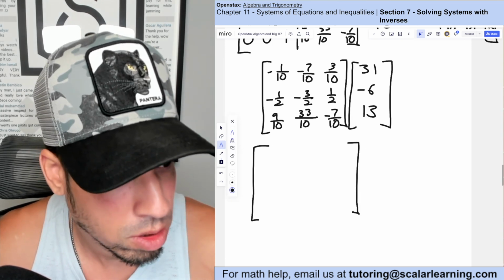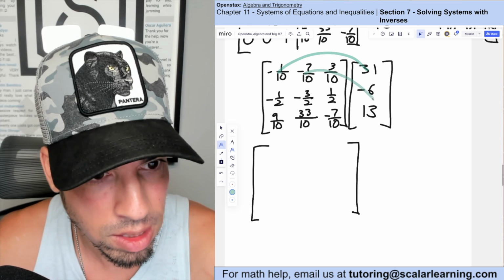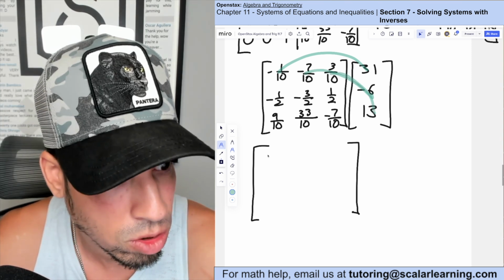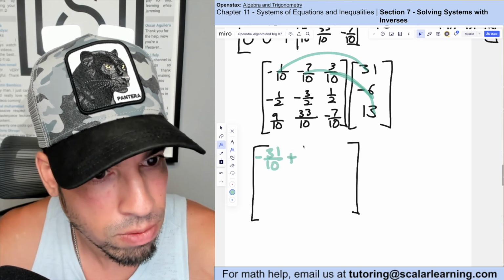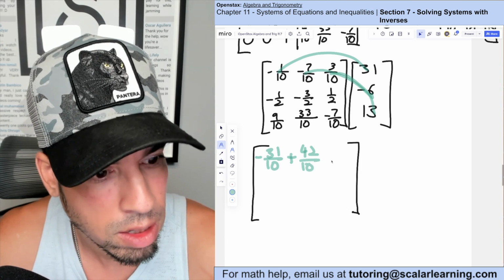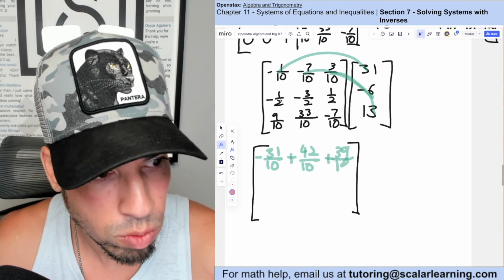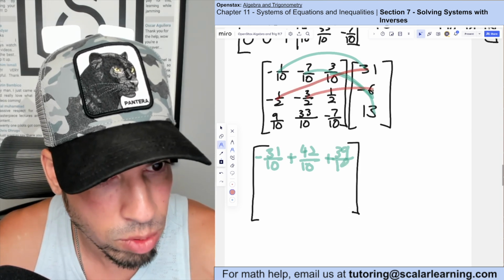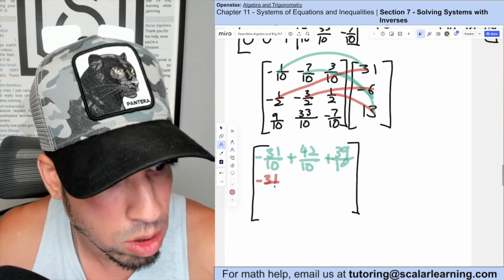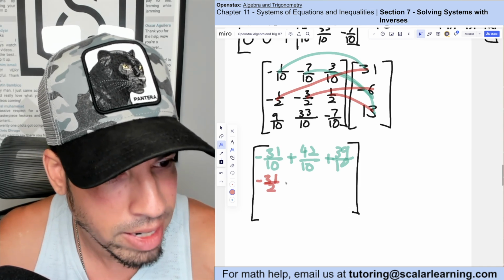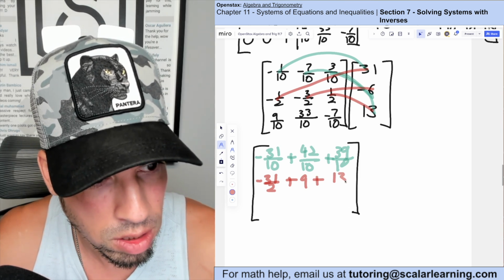And we're going to color code this a little bit to make it easier. All right, we're going to go negative 1/10 times 31 plus negative 7/10 times negative 6 plus 3/10 times 13. So that is negative 31 over 10 plus 42 over 10 plus 39 over 10. Okay, we'll simplify that in a bit. Next, we go row 2, negative 1/2 times 31 plus negative 3/2 times negative 6 plus 1/2 times 13. So that is negative 31 over 2, and that is plus 18 over 2, which is 9. And then that is 1/2 of 13, which is 13 over 2.